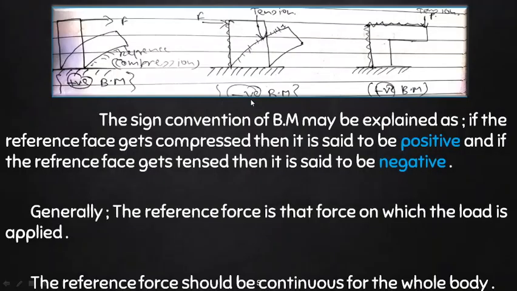This sign convention of bending moment is for any material which is placed vertically. The sign convention of bending moment may be explained as: if the reference phase gets compressed, then it is said to be positive. This one is the reference phase; if it gets compressed, then it is positive. And if the reference phase gets tensed, then it is negative. Here is the reference phase.